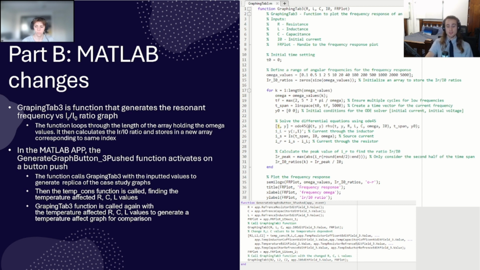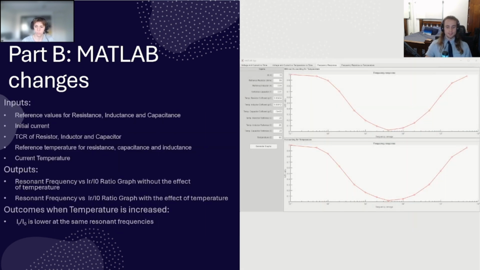The temp const function is called again to create temperature affected graphs. In this tab, based on the inputted values, the app outputs a resonant frequency versus current over resistor over initial current ratio graph with and without the effect of temperature. It was observed that when temperature increased, the IR over I initial is lower at the same resonant frequency.